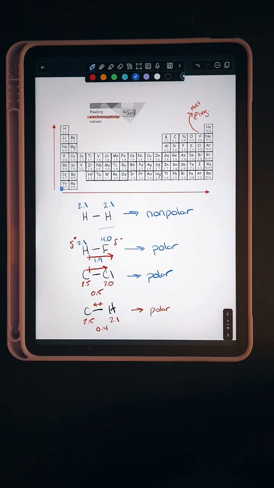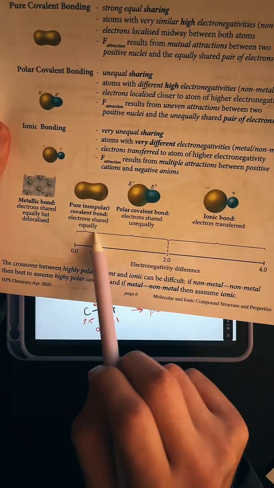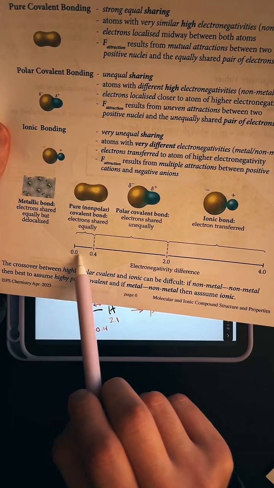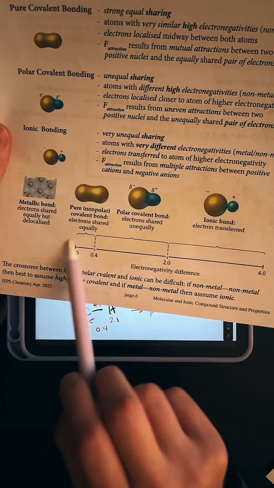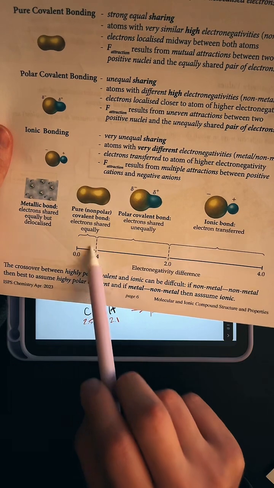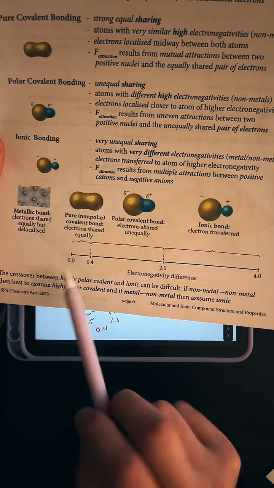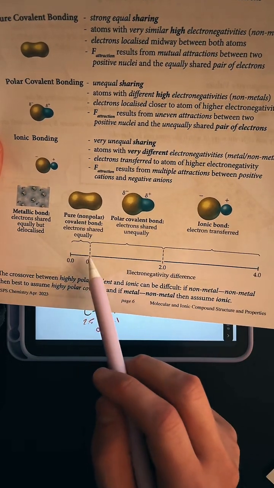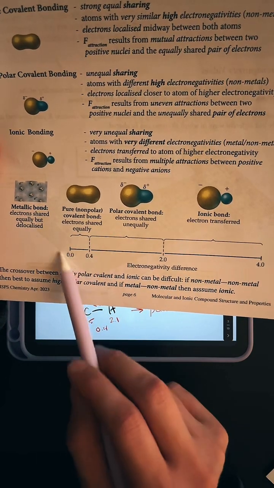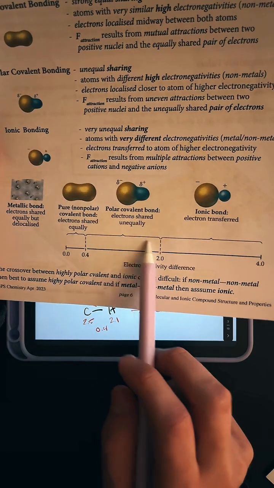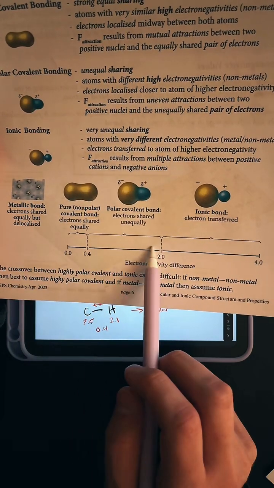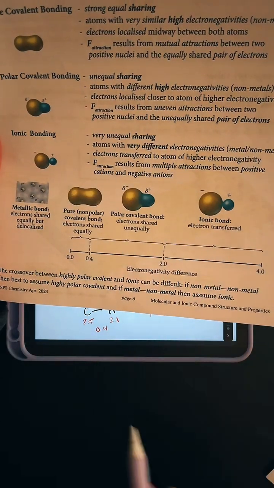What are the ranges? Well, the ranges for polar versus non-polar. Let me see here. So it looks like for the AP units, pure non-polar covalent bonds, you'll have anything between 0.0 and 0.4. So something between those are going to be non-polar. Typically, I like to say anything with a difference is going to be polar because that is technically true. But for the AP test, anything in this little range here is going to be non-polar. And then you have your polar covalent, which is a difference between 0.4 and 2. And then you have your ionic, which is just completely different.